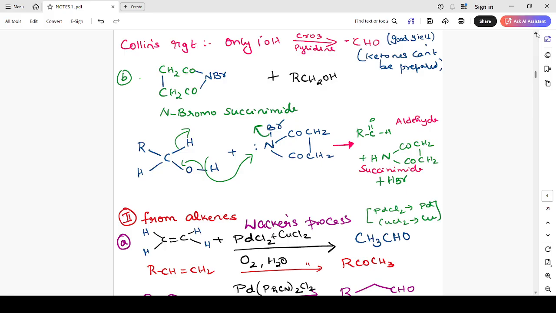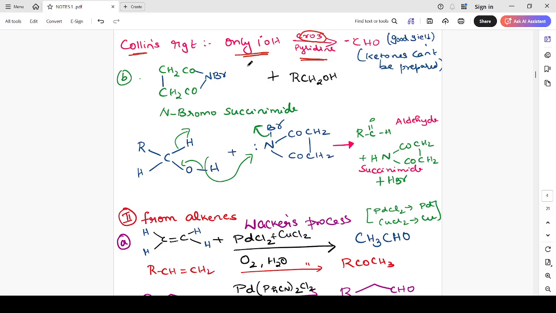As Surya was asking about the Collins reagent. So Collins, what's the difference between your Jones and Collins? Jones was having chromium trioxide in acidic medium. Here, chromium trioxide in a basic medium, pyridine. Here it is a very choiceful reagent for primary alcohol alone.